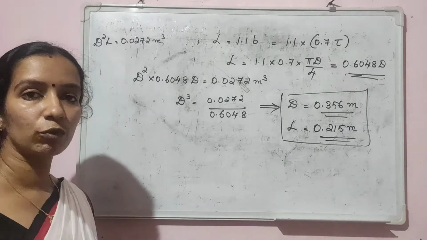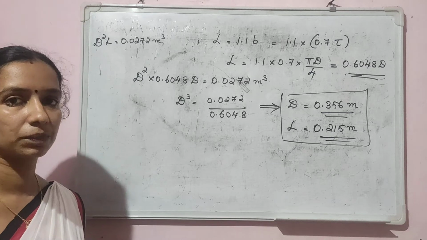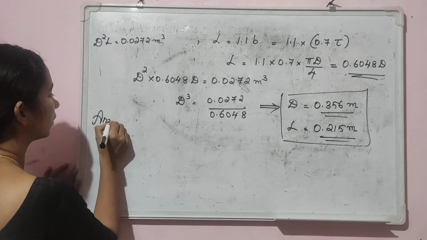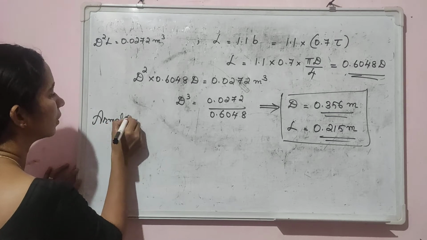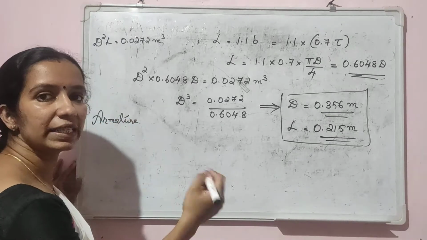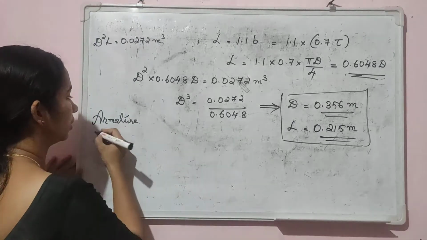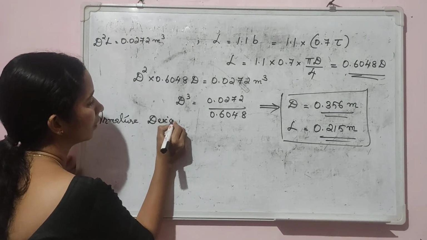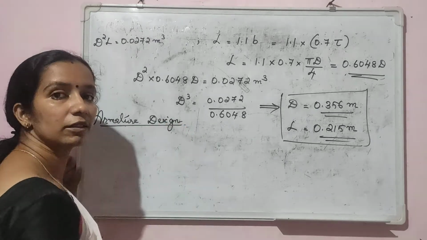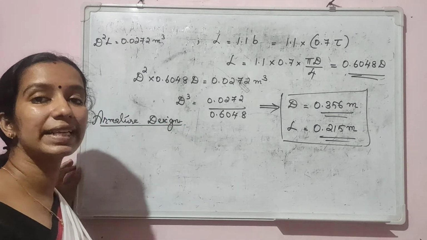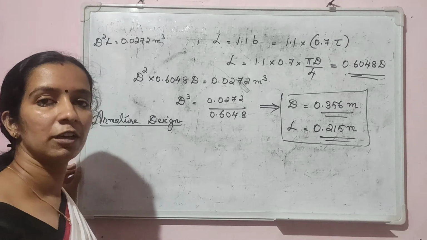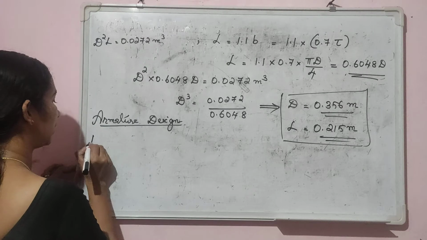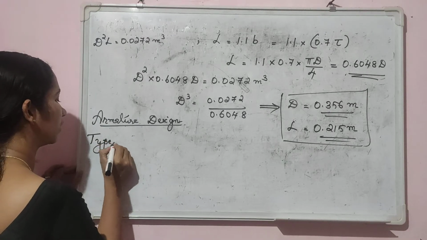Now we have to design the armature. So moving on to the armature design. First of all, design the winding, thereafter go for the slot. Under armature design, first we have to choose the type of armature winding, whether we have to use lap winding or wave winding. So write the type of winding.